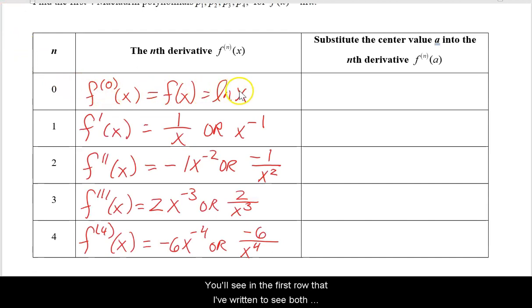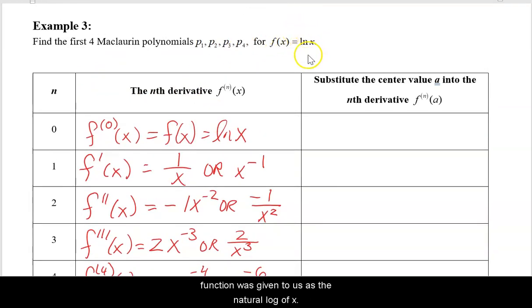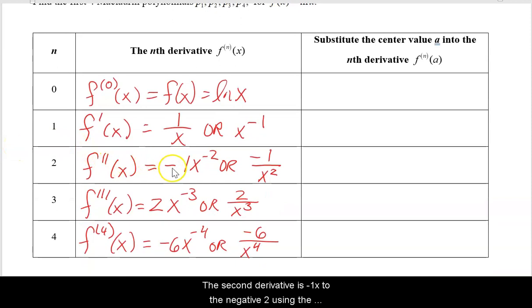You'll see in the first row that I've written the zeroth derivative, which is actually the function itself, and the function was given to us as the natural log of x. The first derivative is the derivative of natural log, which is 1 over x. I wrote it in its exponential form with a negative 1 for the power to make it easier to do the subsequent derivatives. The second derivative is negative 1x to the negative 2 using the power rule on this form. I rewrote it as negative 1 over x squared to make the next step easier to plug in.